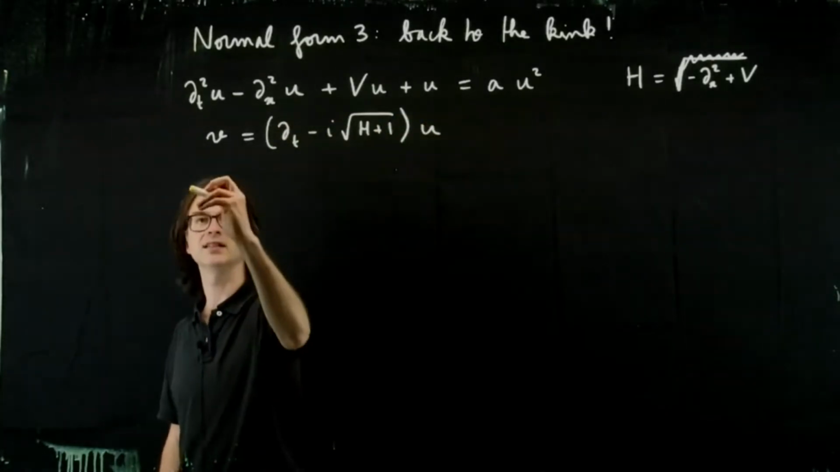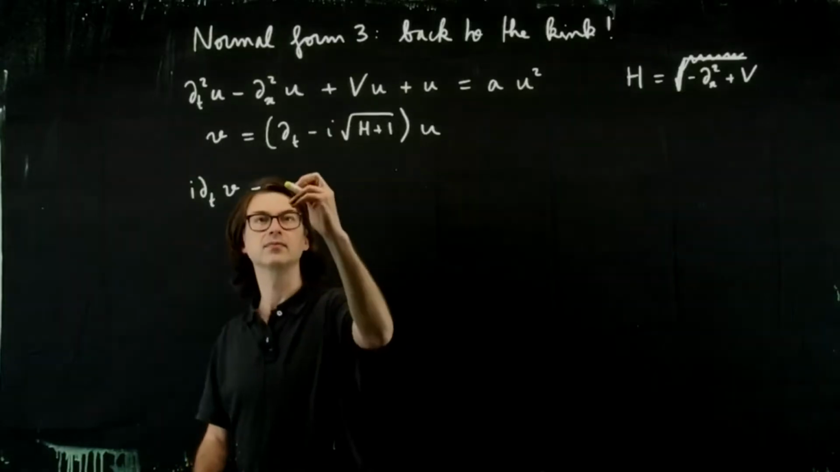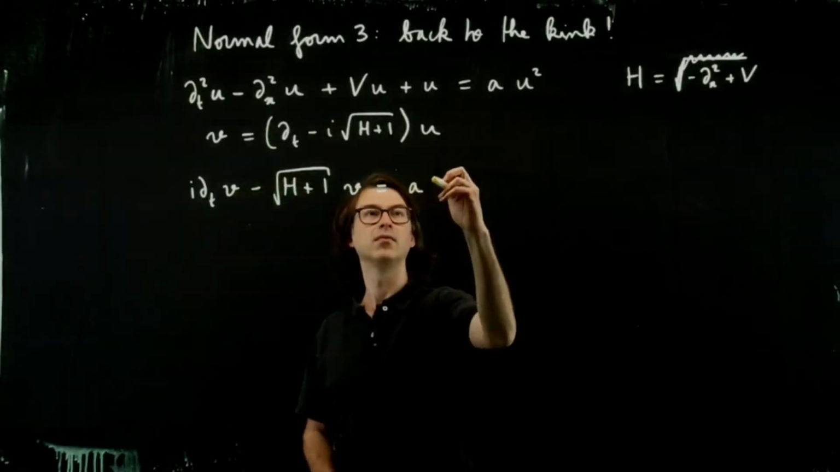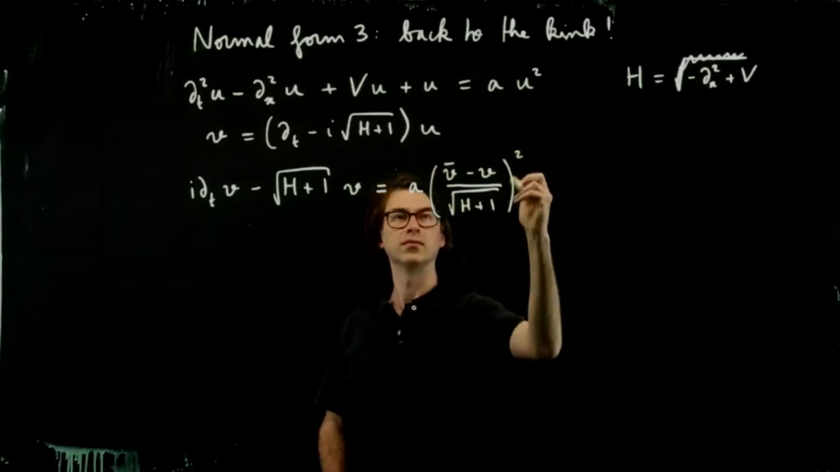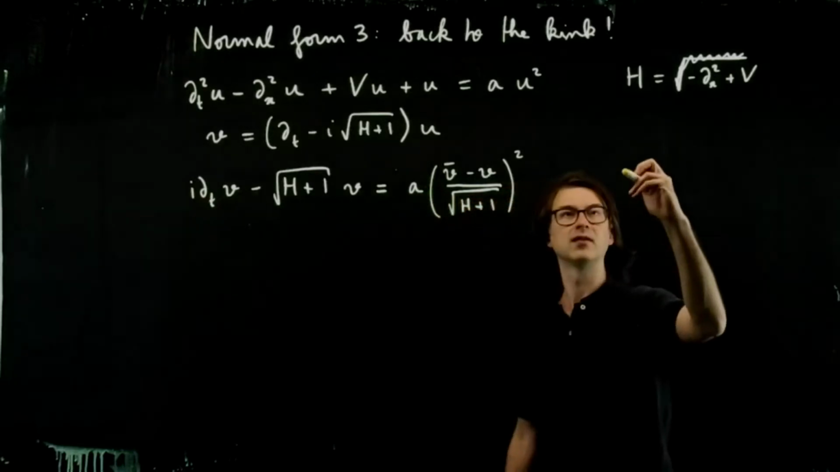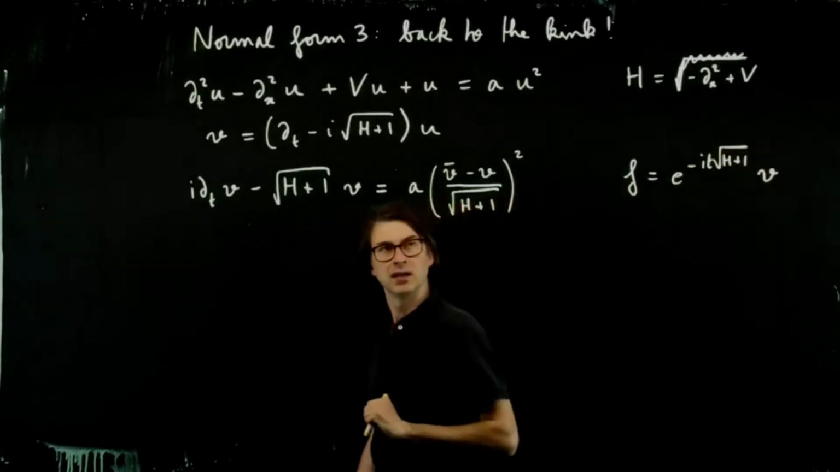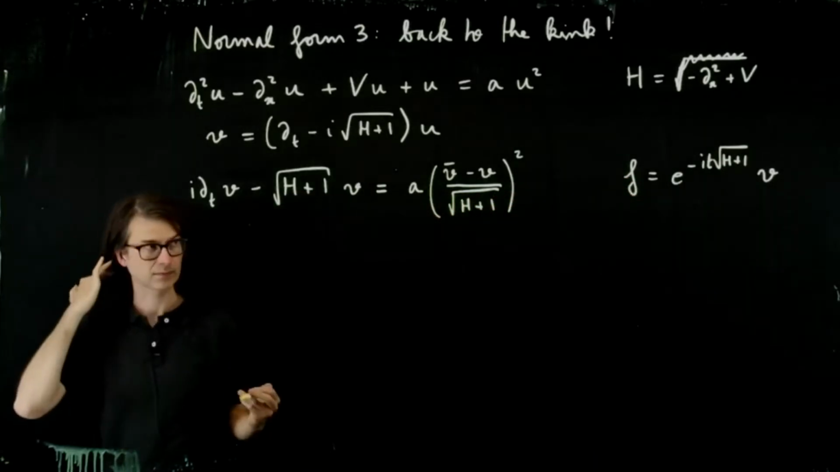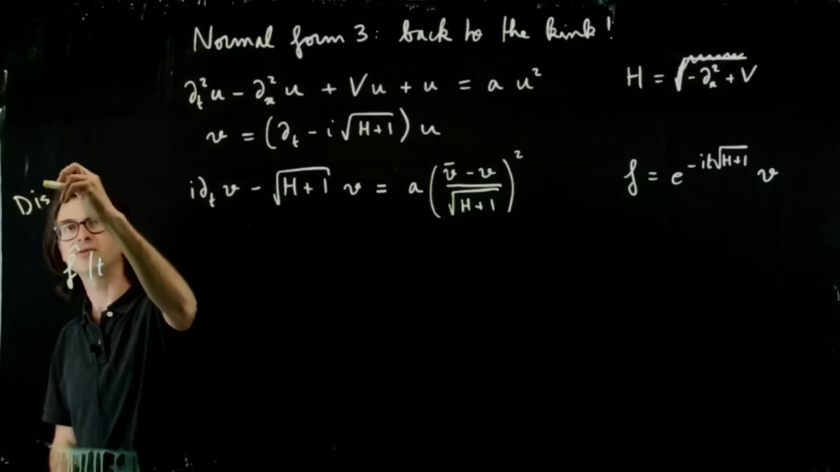then the equation it satisfies is I dt v minus... okay, and same thing as usual, we define f e minus it root h plus 1 v. So each time there is an expression involving h, you define it by the usual functional calculus, and then f hat of t. Then we switch to the distorted Fourier transform.